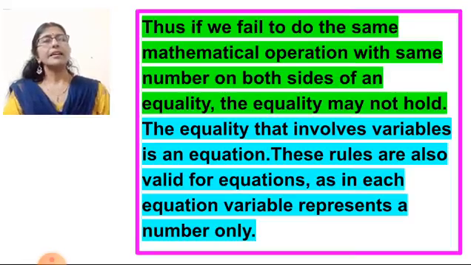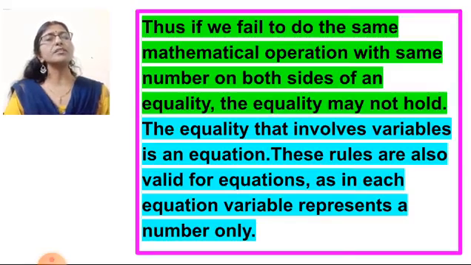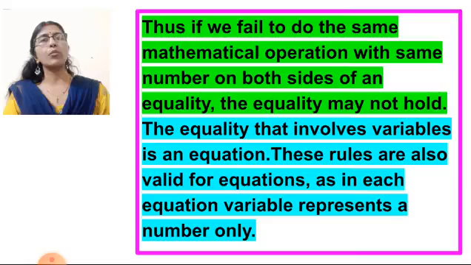So thus if we fail to do the same mathematical operation with the same number on both sides of an equality, the equality may not hold. So this is the condition. You will always have to take the same number and you have to do the same mathematical operation on both the sides of an equality.